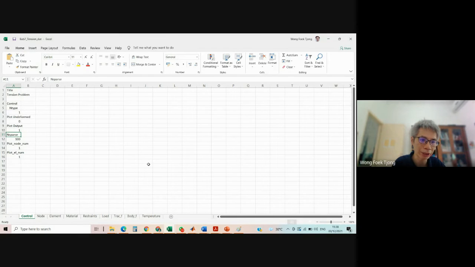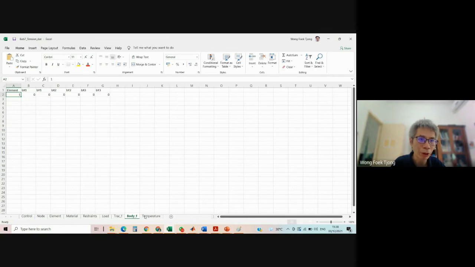If you choose Excel, as usual, you may have a control worksheet to control whether the problem type is plane stress or plane strain, whether you want to display the output, and so on. Then there are the coordinates, element connectivity, material properties, restraints or boundary conditions, and loadings. The loadings can be direct loads, surface traction, body force, even temperature.